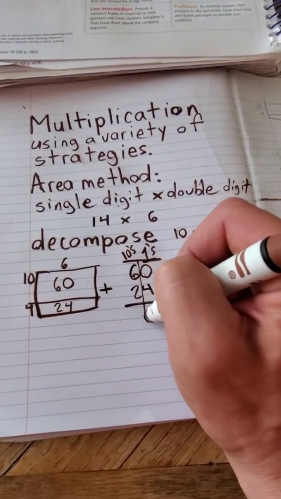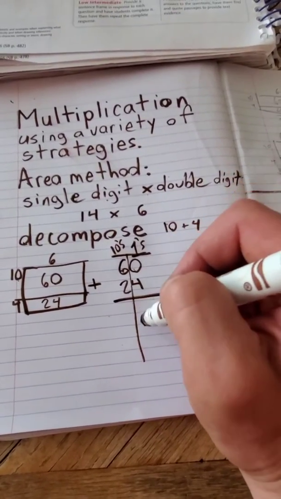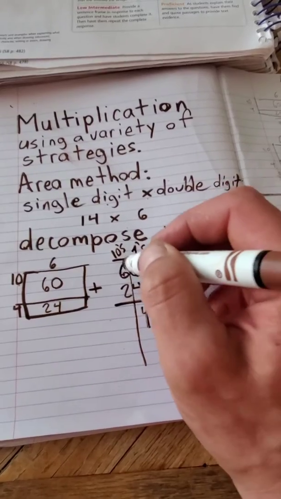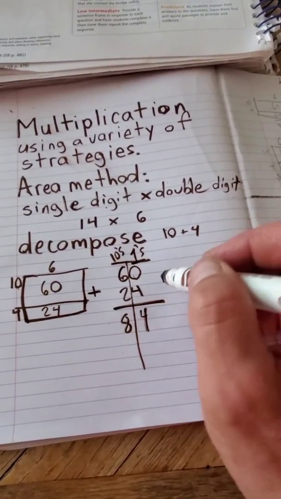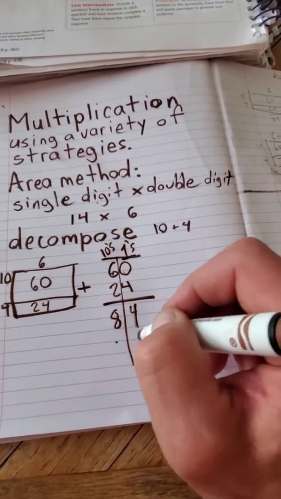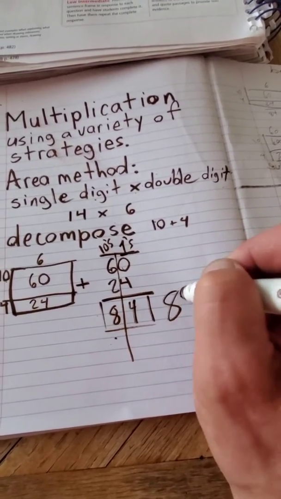See? And then 0 plus 4 is 4, and 6 plus 2 is 8, and your answer is 84.